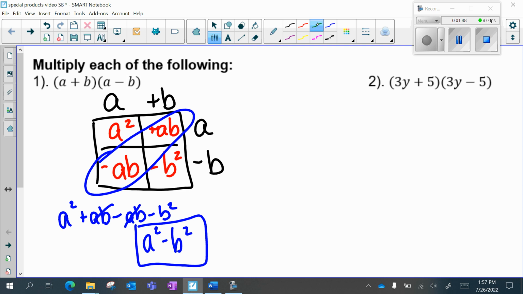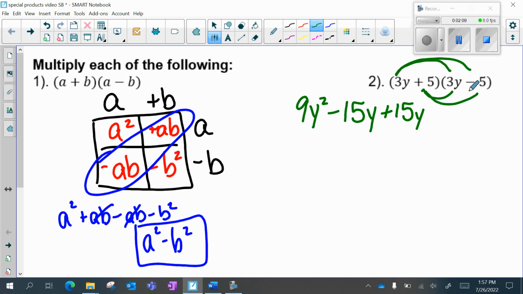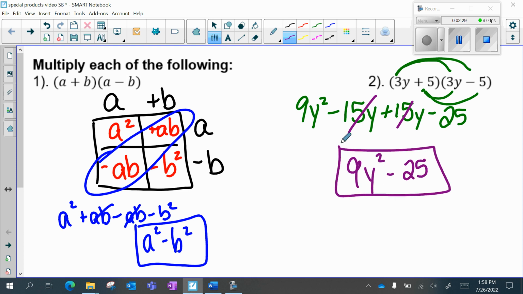And like I said, I'll do number 2 as a double distribution. So we have 3y times 3y, which gives us 9y squared. 3y times negative 5 is negative 15y. 5 times 3y is a positive 15y. And 5 times negative 5 is a negative 25. So if you had done the box method, you would end up with these same terms. They would just be organized in the box as opposed to in a straight line. Once again, my middle 2 terms are going to cancel out. We end up with 9y squared minus 25 as our final answer.